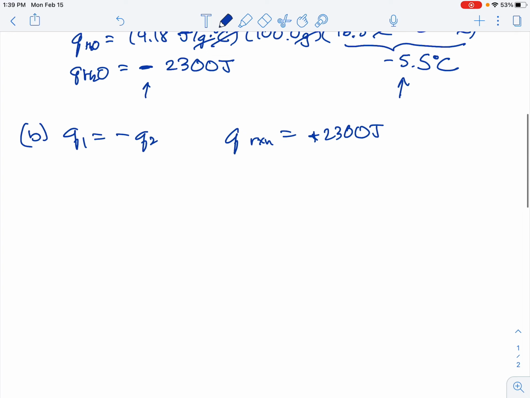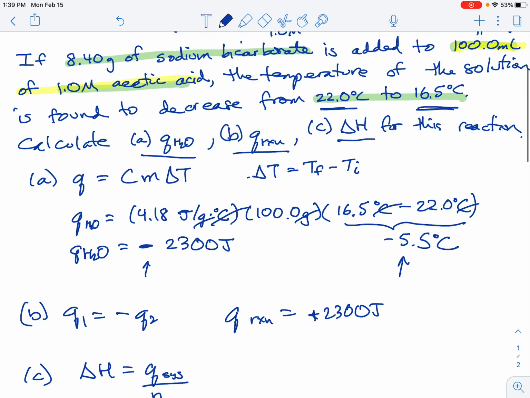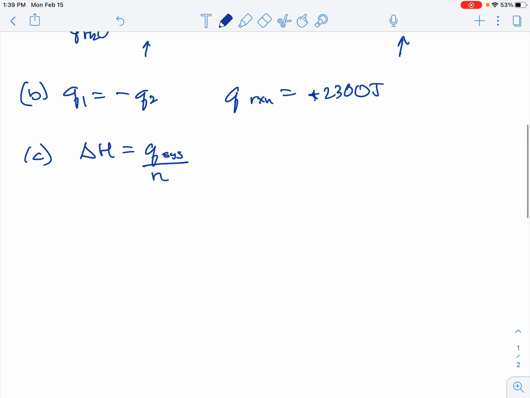All right. So now we've got to calculate the delta H. This is a little trickier. The delta H, remember, is the Q for the system divided by the number of moles of the limiting reactant divided by its coefficient in the reaction equation, which is a little annoying because we've got to figure out which one's the limiting reactant here. So we'll do kind of a side calculation here.